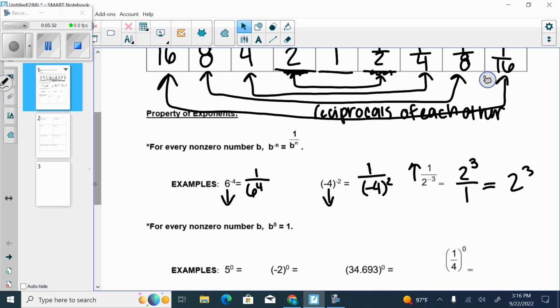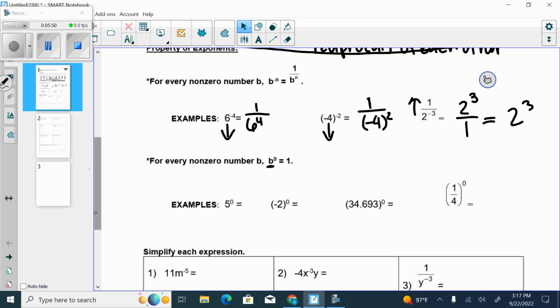All right? Our second rule is that whatever you have as your base, if you raise it to the 0 power, you're always going to get 1. Okay? So let's look at some examples here. And you can type these in your calculator to double check it. If you put 5 to the 0 power in your calculator, what does it say? Yeah, just says 1. If I put negative 2 to the 0 in my calculator, what does it give me? 1. You've got to put it in parentheses or it may give you a negative.